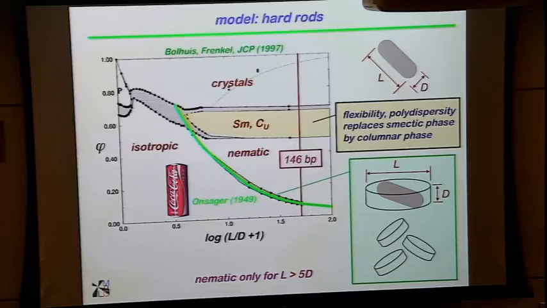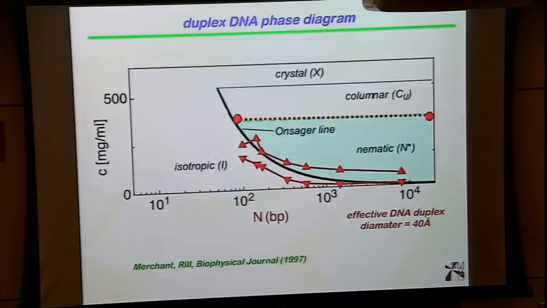Okay, so this is more or less what you would expect for these solutions of DNA. This is the actual phase diagram data going down to about 100 base pair long DNA. So this is the phase coexistence between the isotropic and the nematic phase.